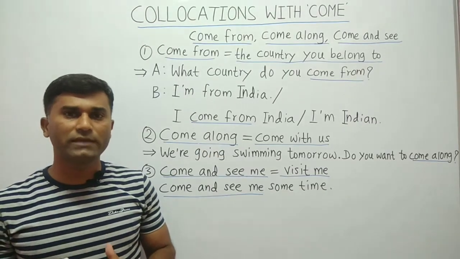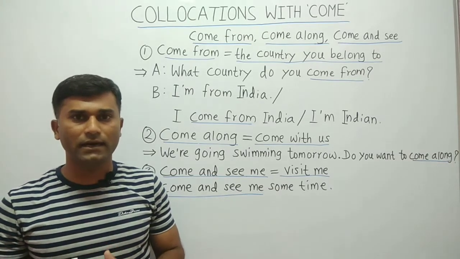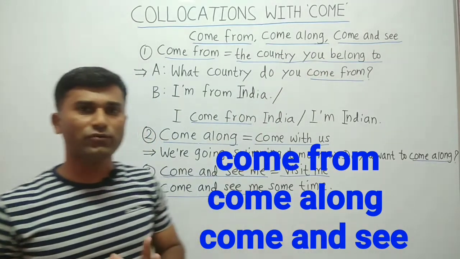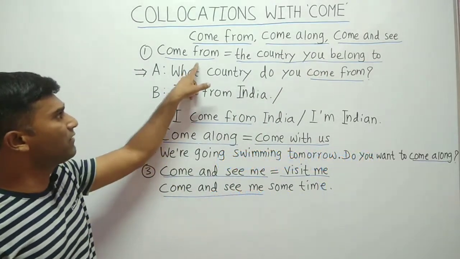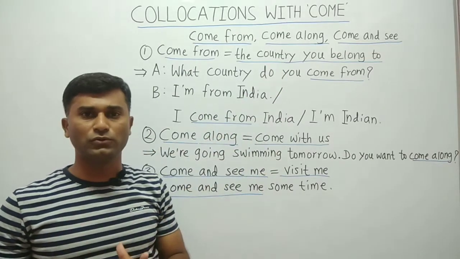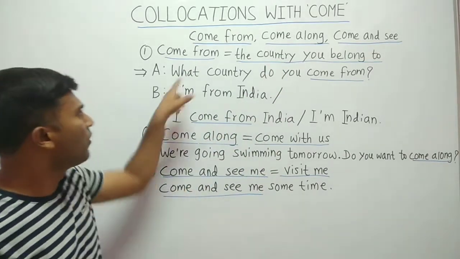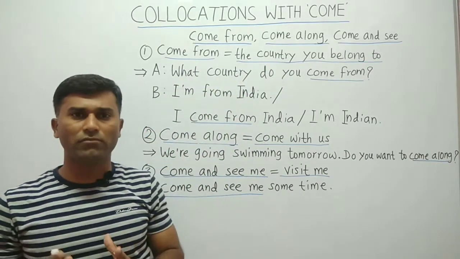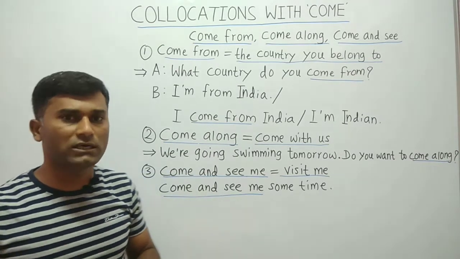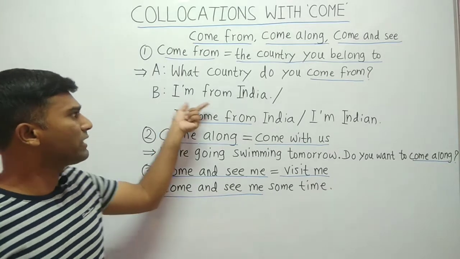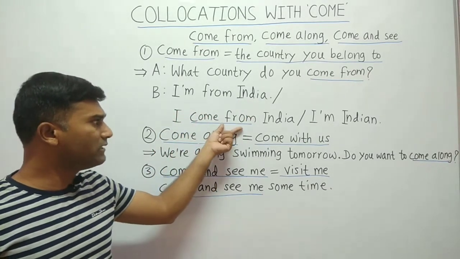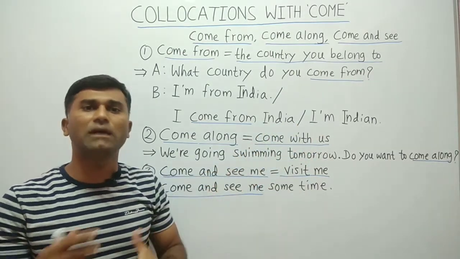Here are some more expressions with come, and they are come from, come along, and come and see. So we are going to study them. First is come from. What does it mean? Come from means the country you belong to. If somebody asks you, "What country do you come from?" it means what country do you belong to? What is your country? So you can simply say, "I am from India," or "I come from India," or "I am Indian," depending upon your country.